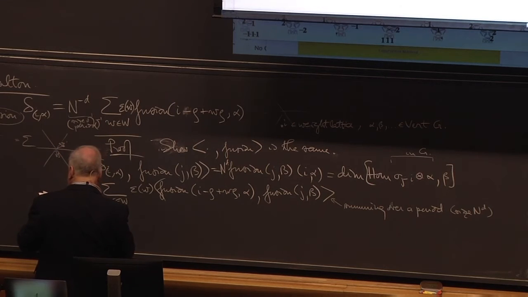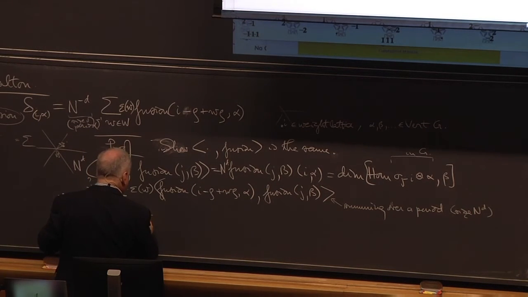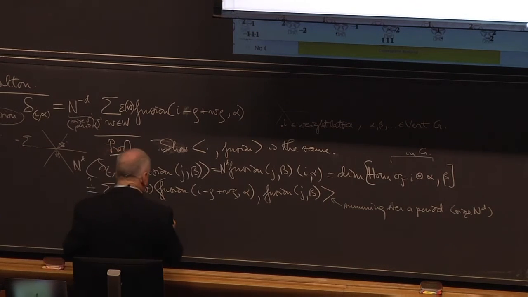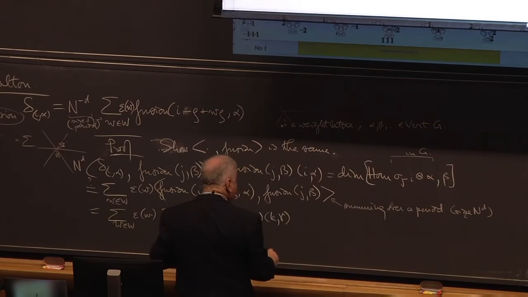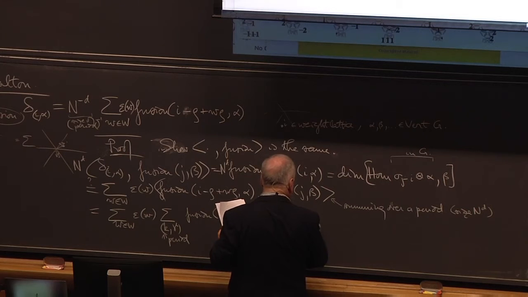So this would be the sum over W in the Weyl group of epsilon of W. And now we need to sum these things at every point. So this is the sum over all k and gamma, these are in the period, of the fusion from I minus rho plus W rho alpha to K gamma, times the fusion, these are numbers now, from J beta to K gamma.